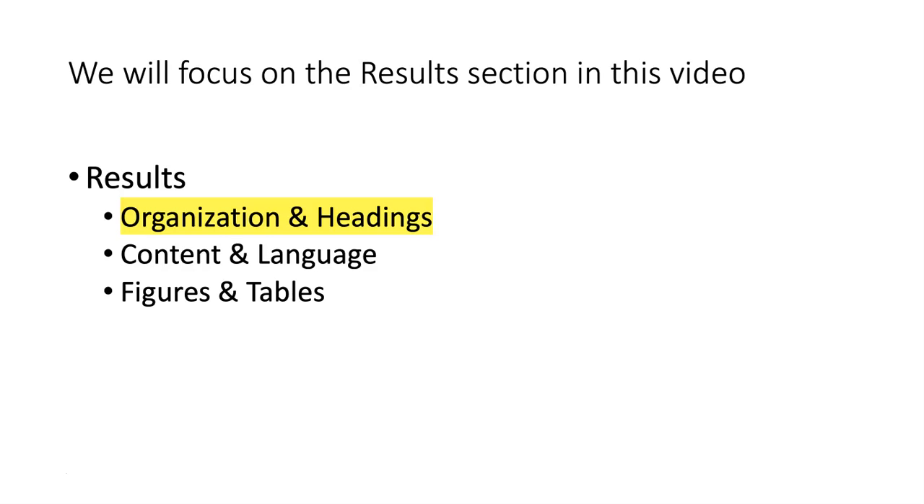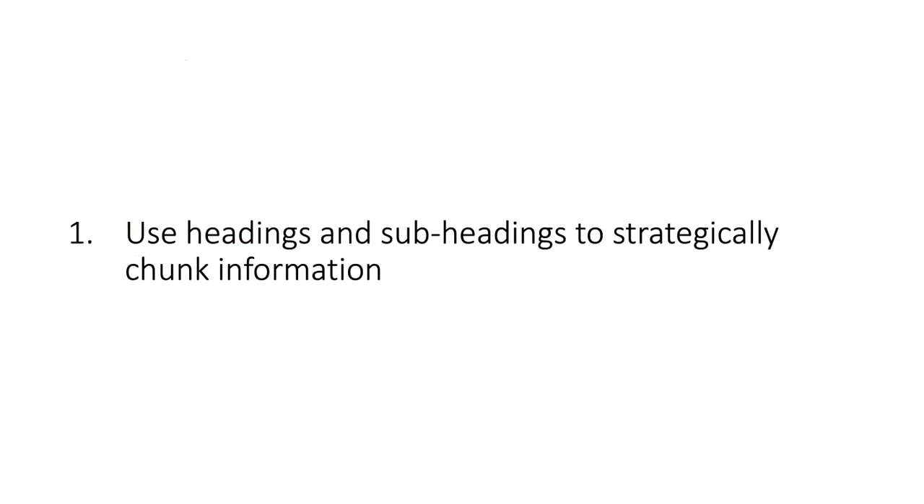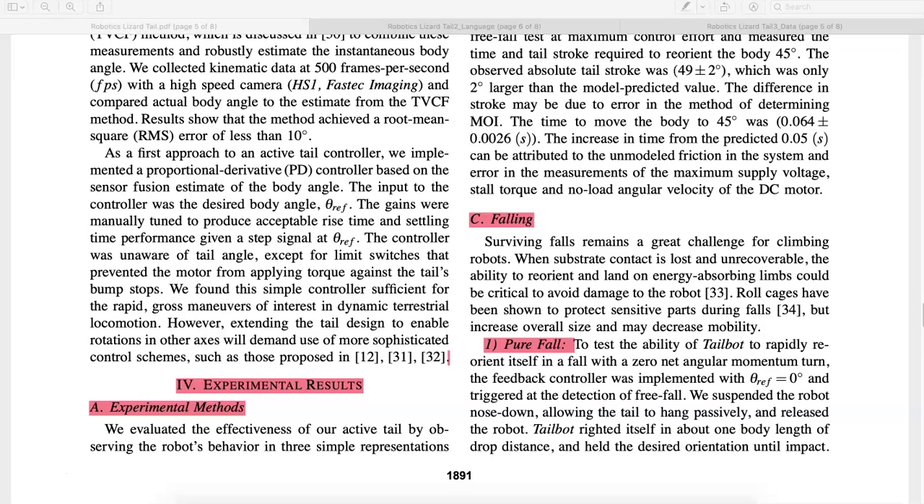First, in terms of headings and organization, you should still use headings and subheadings to strategically chunk your information. Of course, there's no rule for what you should name each heading, but in design papers, it's very common to see the results section labeled experimental results. Depending on what type of design your research is covering and how you're evaluating that design, you might consider different titles for the headings of your results section, such as user study or case studies or something more project specific.